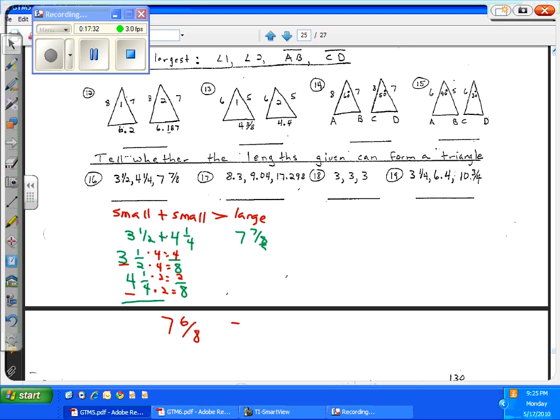3 plus 4 is 7. We have 7 and 6 eighths. This was 7 and 7 eighths. I realize the 6 eighths are reduced, but we're wanting to be able to compare. 6 eighths is less than, not greater than. The sum of the smaller two is not greater than the third side. Therefore, this is no triangle. Okay?